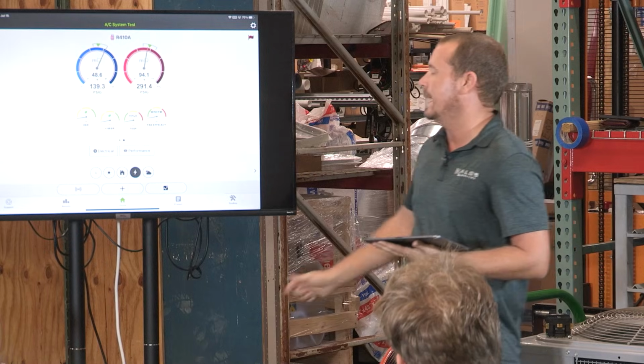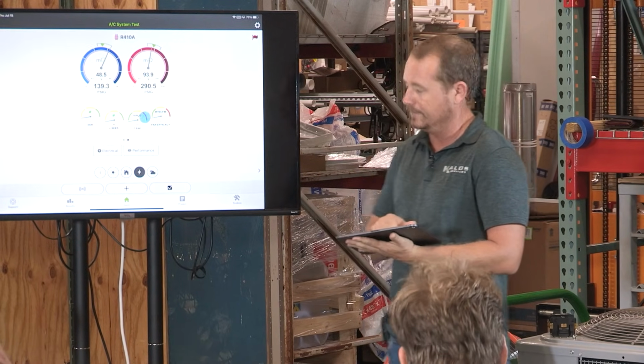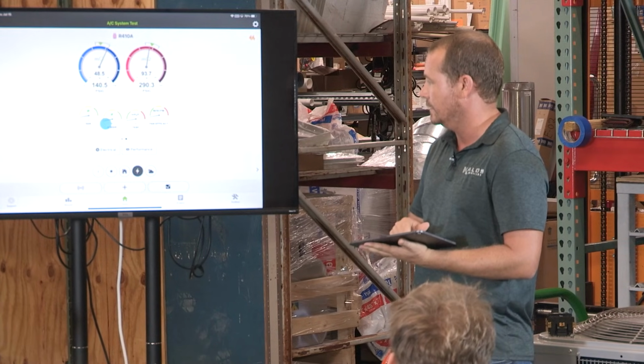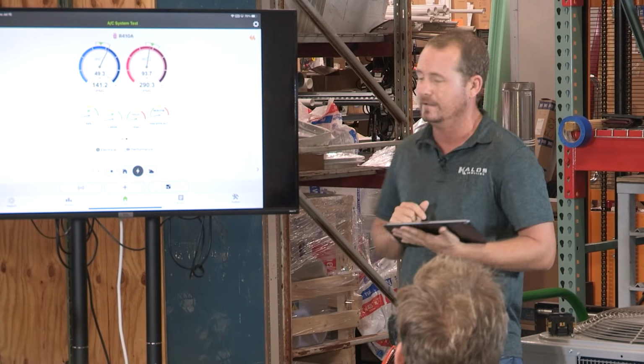All right, now why don't we have any of this data? Why isn't any of this showing up? EER, SEER, CESP, and fan efficacy.